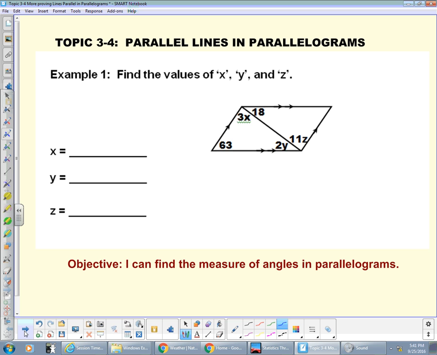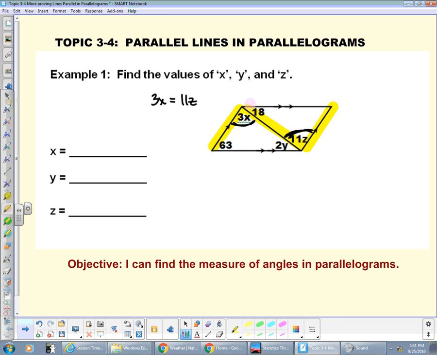The first thing that I would do is trace the line. There's a Z, and so I know that this angle is the same as this angle, and so I get 3x equals 11z. Well, I can't solve that because I have two variables.